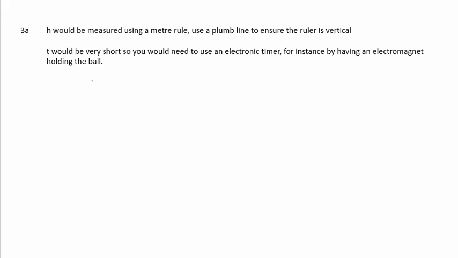In question 3A, we're to describe and explain how a student could use standard lab equipment to make accurate measurements of a height h and a time t for finding the acceleration due to gravity. Well, h would be measured using a meter rule. We could use a plumb line to ensure the ruler was vertical. t would be very short, so we'd need to use an electronic timer.